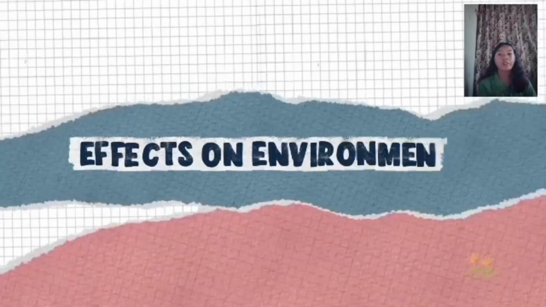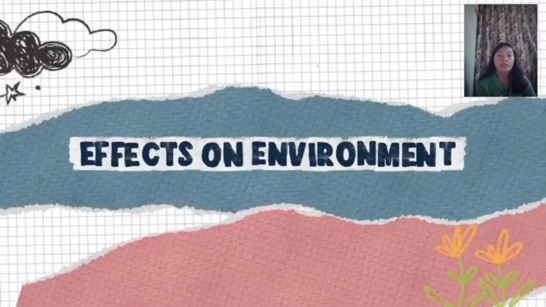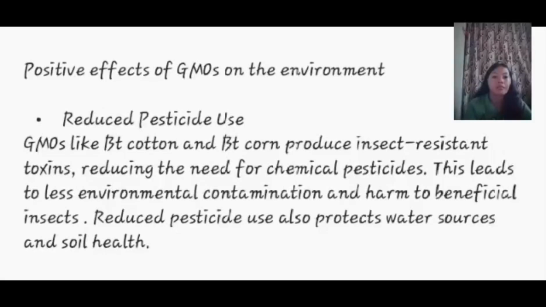Next is the effect of GMO on environment. So first, reduced pesticide use. GMOs like Bt cotton or Bacillus thuringiensis and Bt corn produce insect-resistant toxins, reducing the need for chemical pesticides. This leads to less environmental contamination and harm to beneficial insects. Reduced pesticide use also protects water resources and soil health.